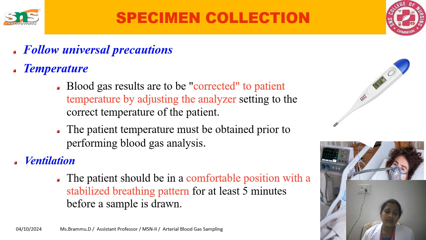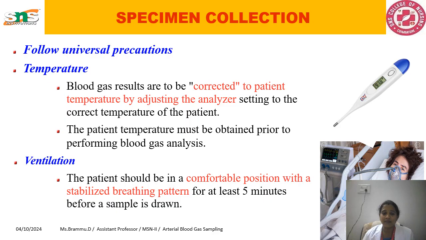So what is here the temperature very essential is that you have to know what is the patient's body temperature. So before we send the sample into the ABG machine, we will be setting the preset temperature of the patient. So accordingly you will be getting the value. Otherwise there will be bias, so sampling bias will be there depending upon the patient temperature.